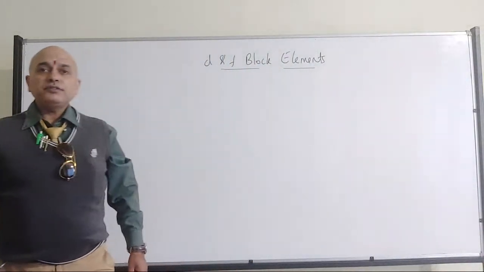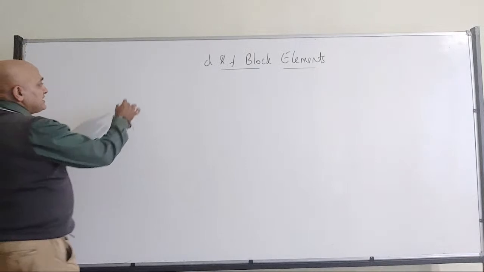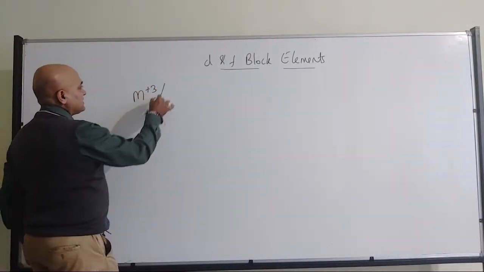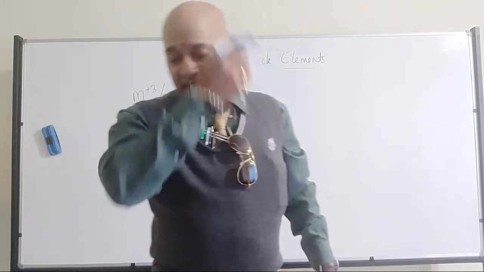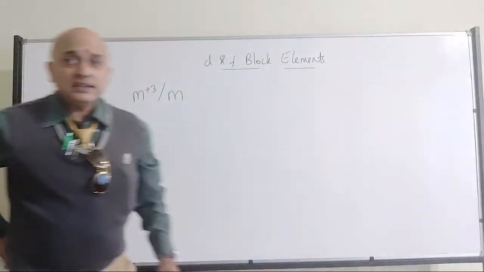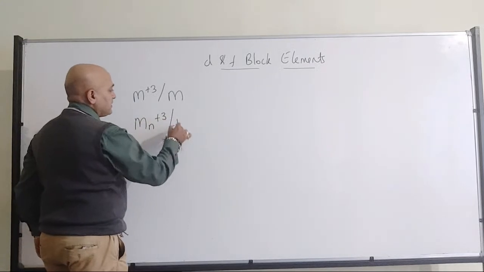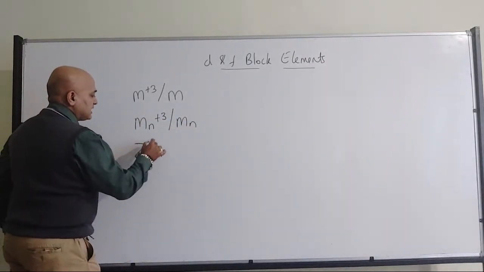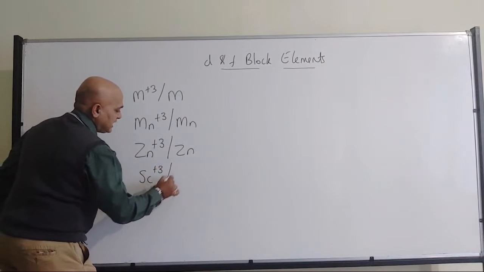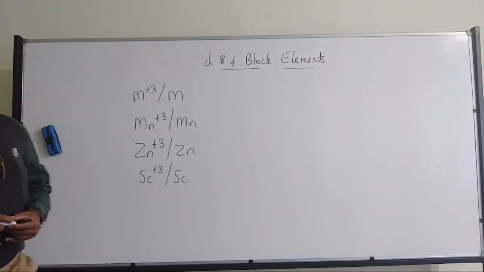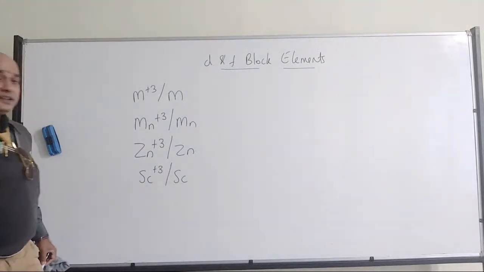So this is what we have to remember. We will move to the next one. So next one is M plus 3 M as the example, redox couple M plus 3 M. So what do you mean by M plus 3 M? If I am going with manganese, then it will become Mn plus 3 manganese. If I am going with zinc, it will become zinc plus 3 zinc. If I am going with scandium, it will become scandium plus 3 scandium. So these are the examples. Common examples only I am taking.